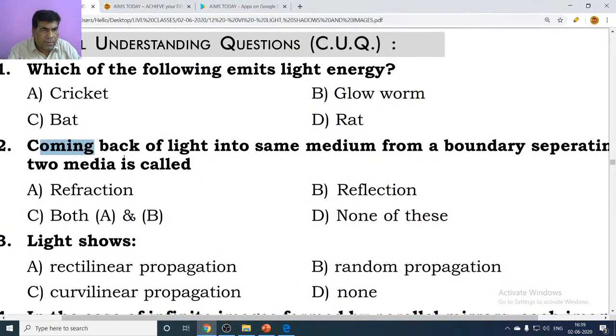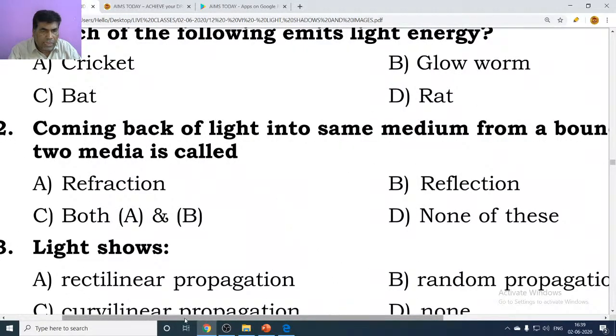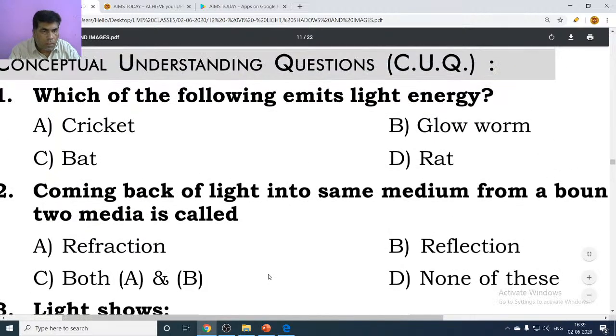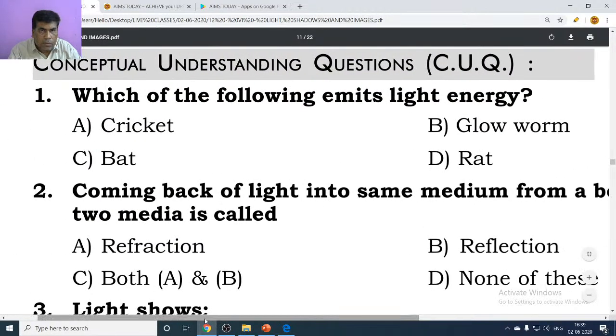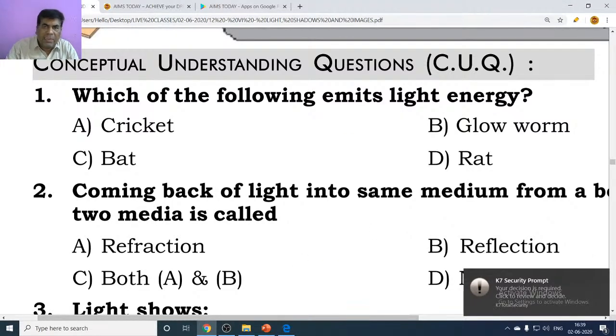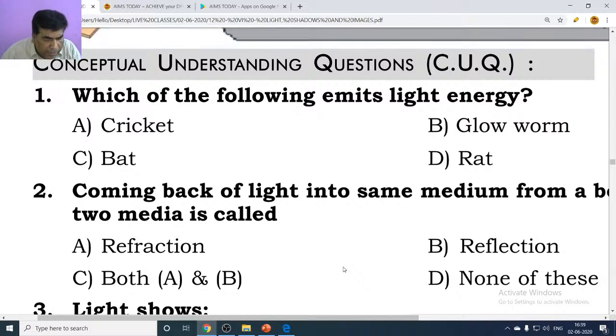Let me zoom the question. This is the first question. The question is which of the following emits light energy? Somebody is telling bat. So bat is the wrong answer. She is telling glowworm. Come on, try to guess the answer.